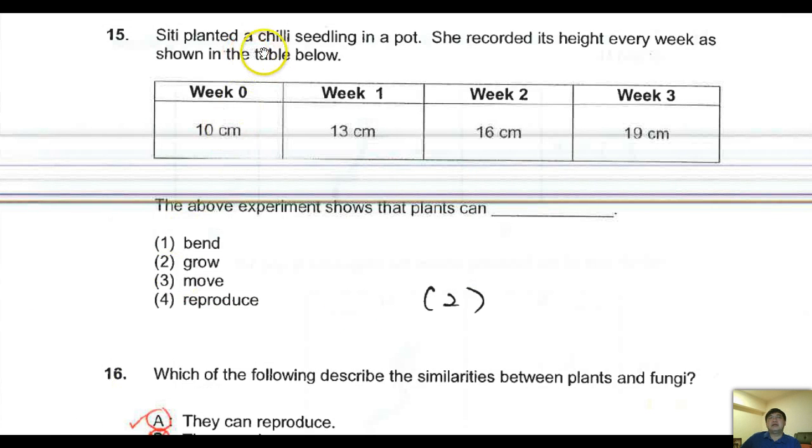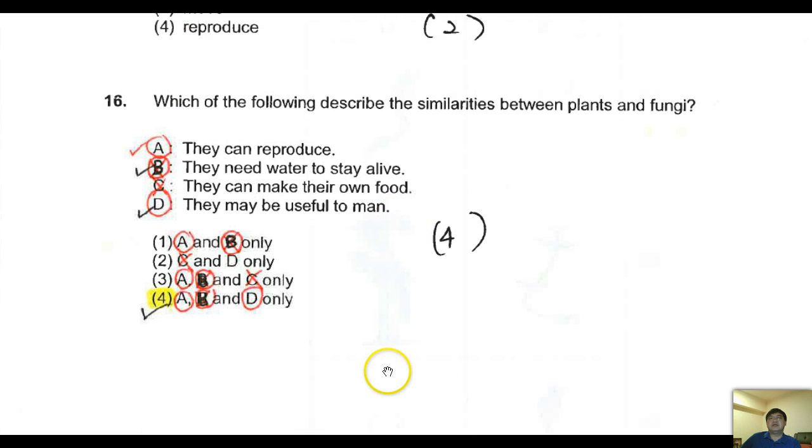Right, Siti planted a chili seed pod. Okay, she recorded its height every week, as shown in the table. Week 1, 0 means it started. All right, it started as a seedling. So it has a height. It is not a seed, so it is already 10 cm. Then it grew 3 cm, another 3 cm, another 3 cm, for the following 1 week interval. The above experiment shows that plant can straight away grow. Yes.